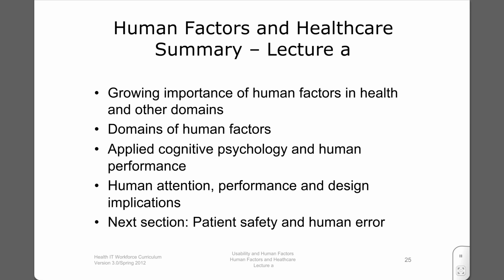In summary, we considered the growing importance of human factors in health and other domains, briefly considered different domains of human factors and ergonomics. Applied cognitive psychology provides some of the theoretical basis for understanding human performance in the context of human factors. The lecture also considered the issue of attention and the important role it plays in modulating performance in the workplace. In the next section, we consider the issue of patient safety and models of error.